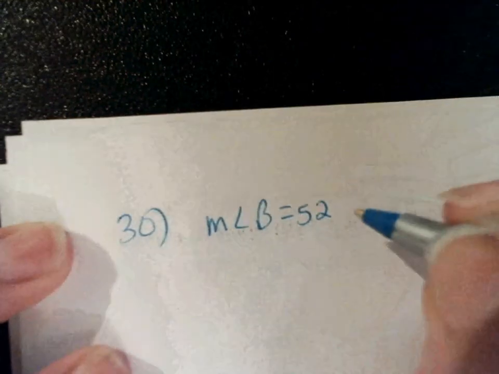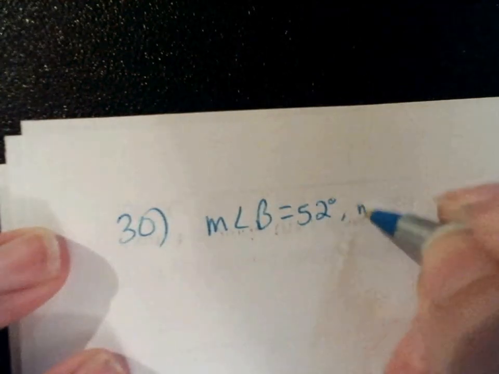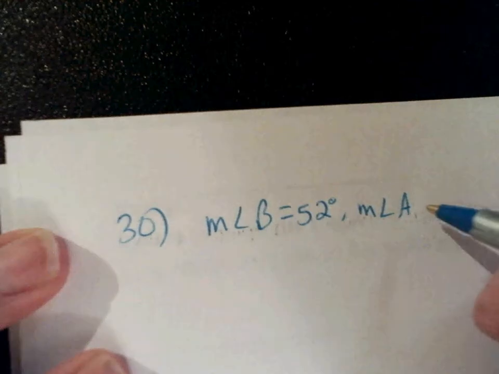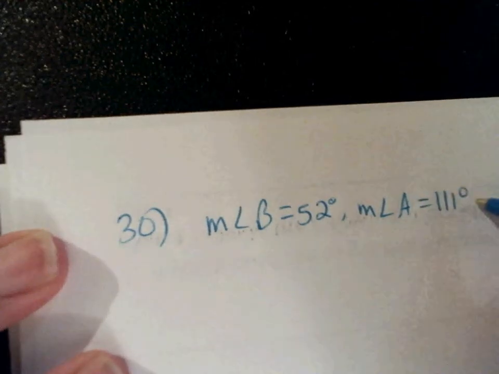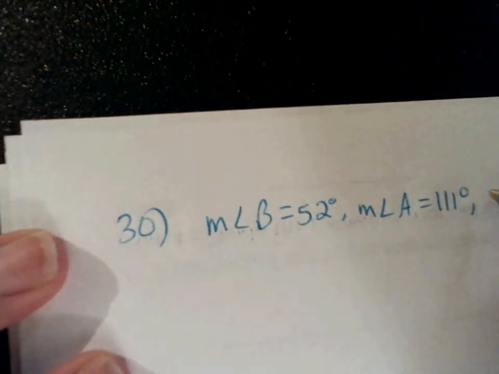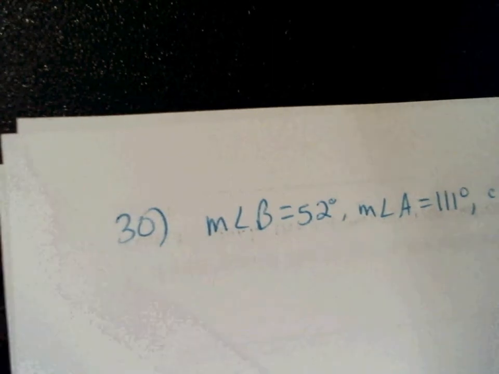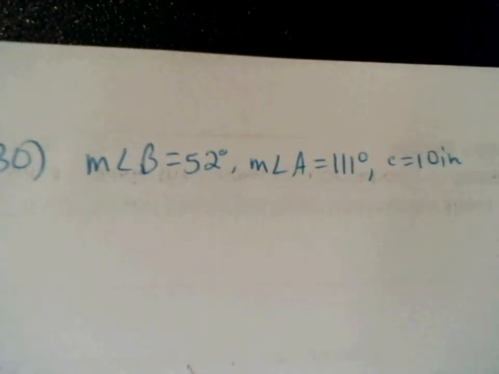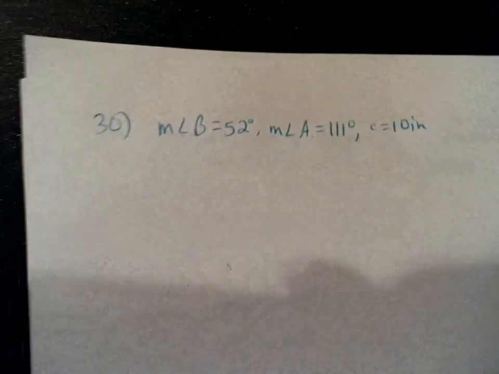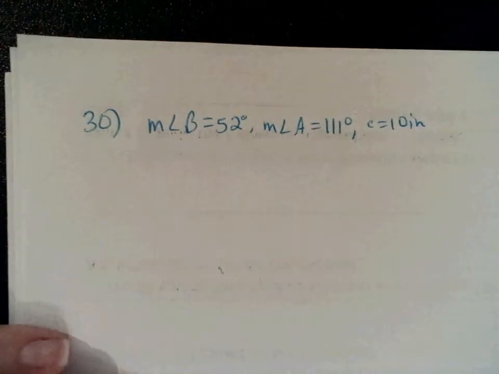Number 30. So solve the triangle, and it's got the measure of angle B equals 52 degrees. The measure of angle A is 111 degrees. And C equals 10 inches. And it says solve the triangle. So this is a little bit different in that I've got 2 different angles, and one of them is obtuse.